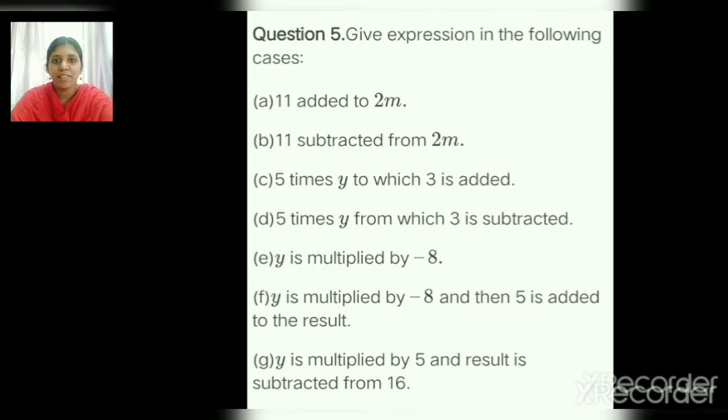Exercise 11.3, question number 5. Give expressions in the following cases. In the previous module itself, we saw sums like this. A statement will be given, and we have to write the expressions.